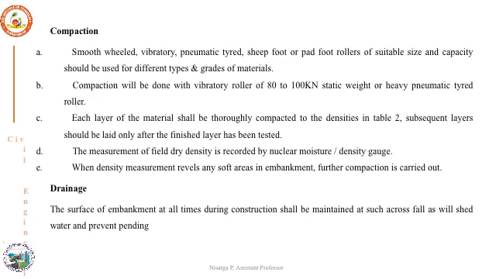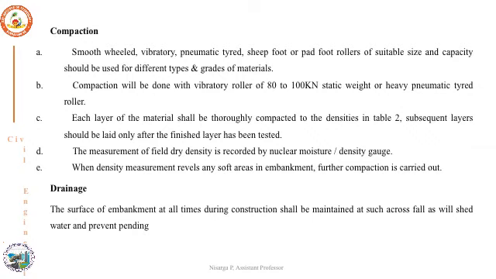Once the spreading of the material is done, then the compaction has to be done. Compaction can be done using a smooth wheel roller, vibratory roller, pneumatic tire roller, sheep foot, or pad foot roller, depending upon the size and the type of the soil that needs to be compacted. The compaction will be done with a vibratory roller of 80 to 100 kilonewton static weight or a heavy pneumatic tyred roller when we are using granular material.